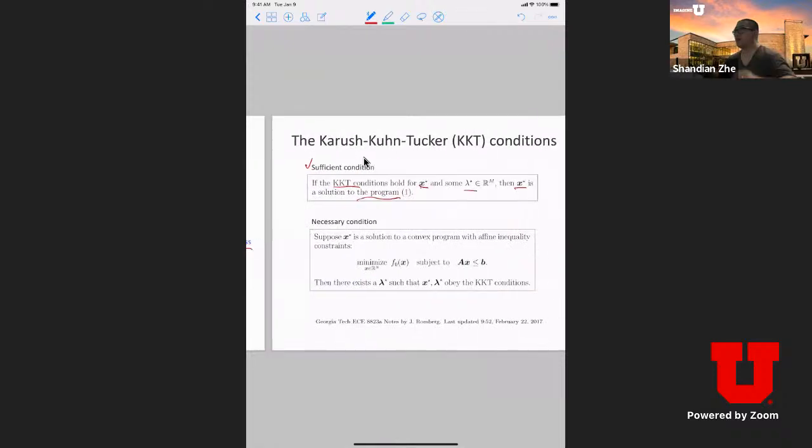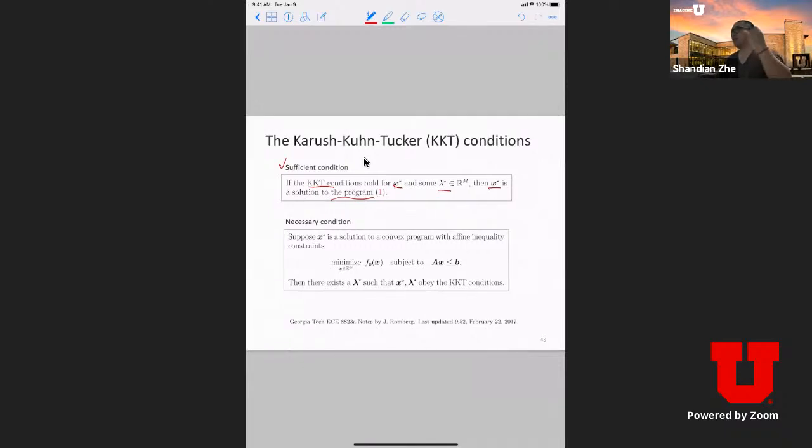Basically, it says that if you find a pair of x star and lambda star which satisfy the KKT conditions, then we can claim that x star is the solution to the predefined constrained convex optimization problem.